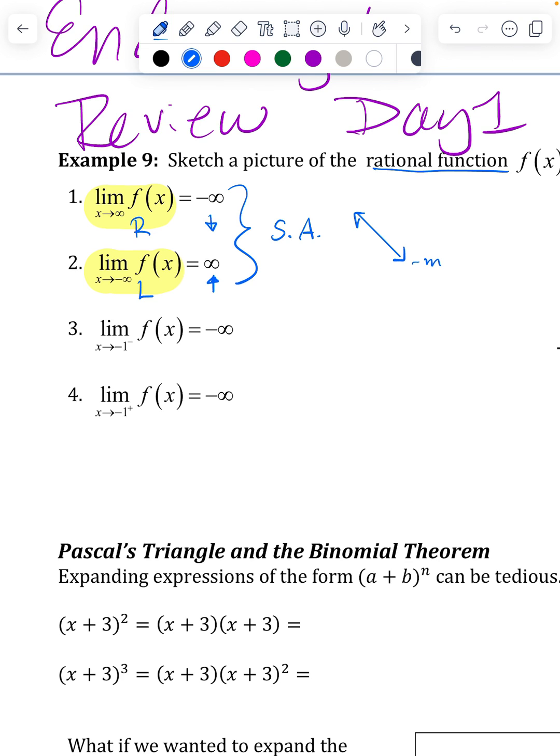Okay. Then the next fun fact they're giving us is this, and we are approaching one from the left and going down. And so that is going to have to be a vertical asymptote value, because as you approach a vertical asymptote, you've got to go up or down.